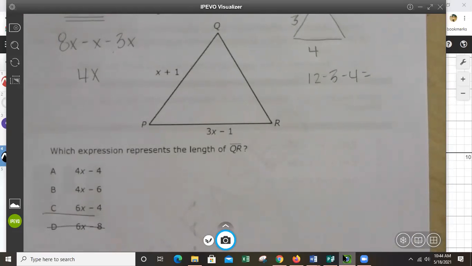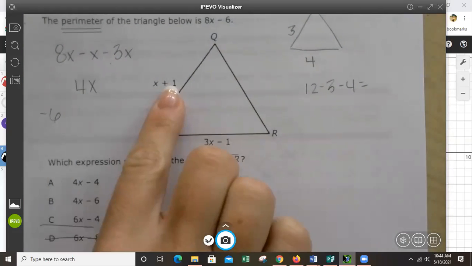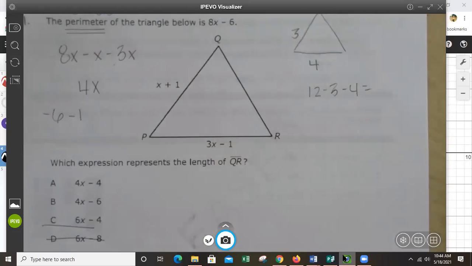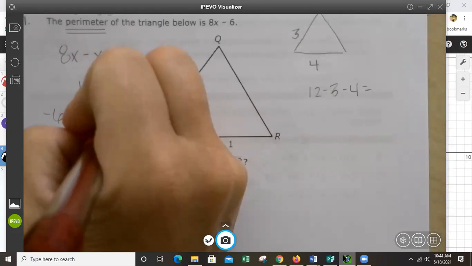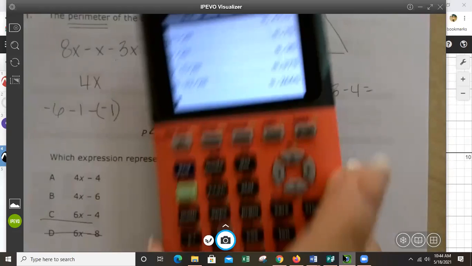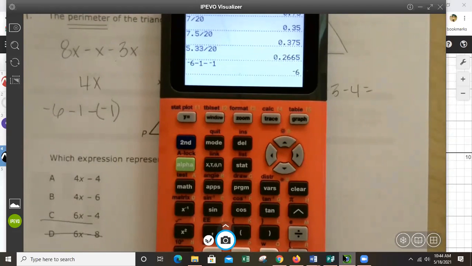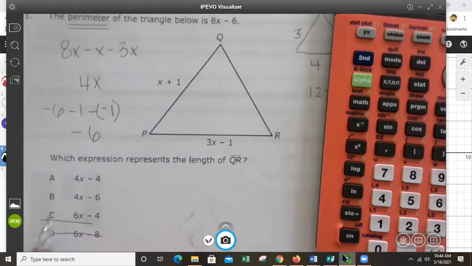Is everybody good? I had a -6. I'm going to subtract 1, and I'm going to subtract -1. Guys, this calculator active, you can put it in your calculator. -6 minus 1 minus -1. What did I get? A -6, right? So your answer is B. That is all you have to do. Is everybody good? All right.